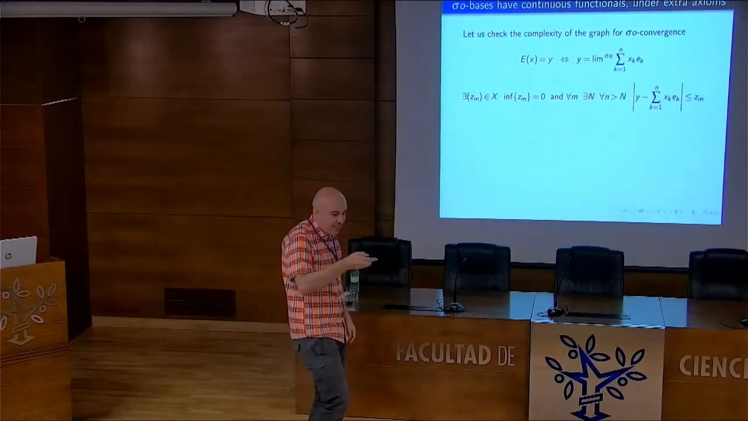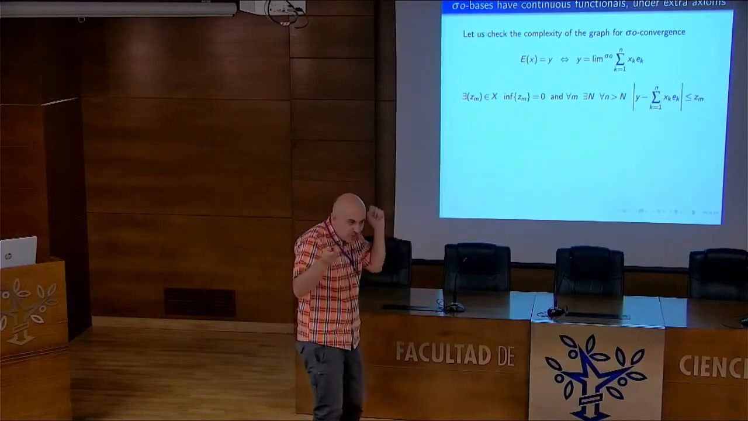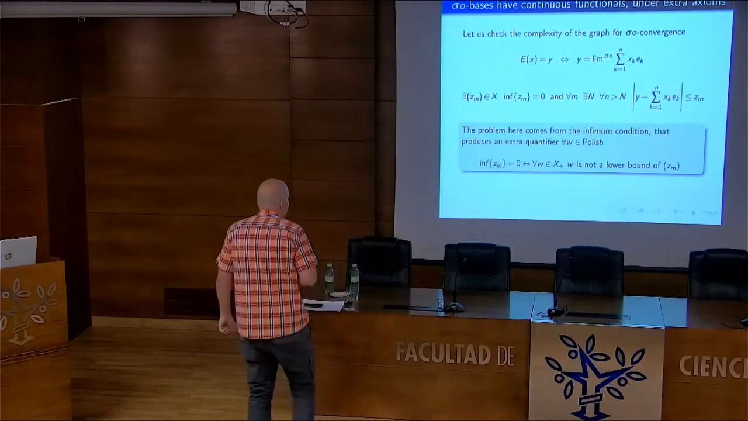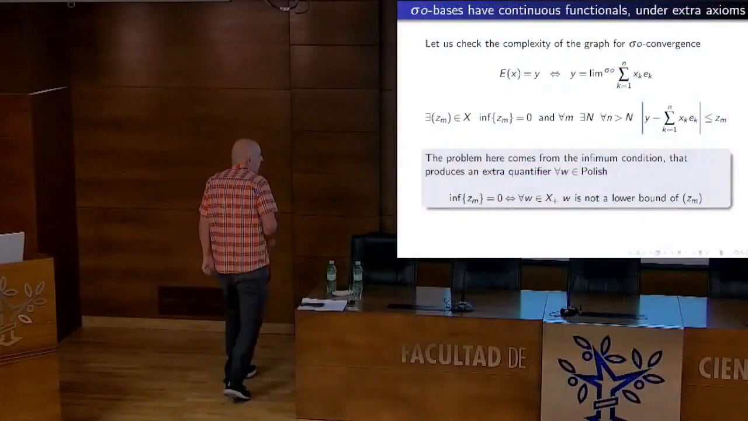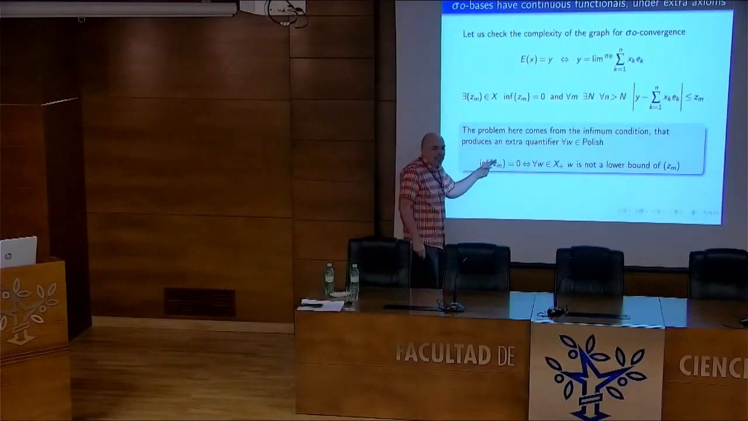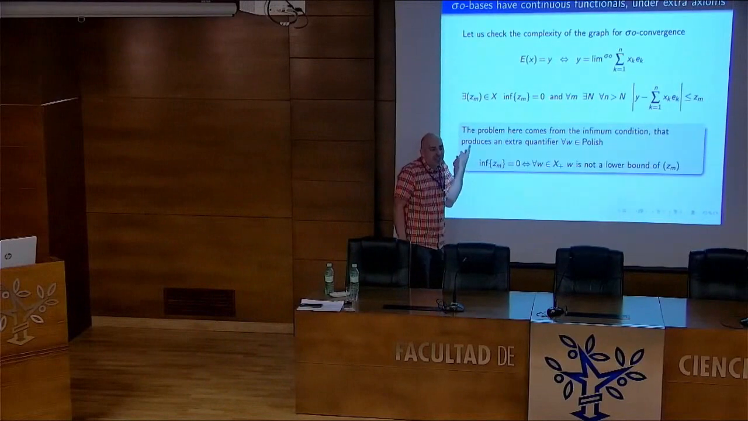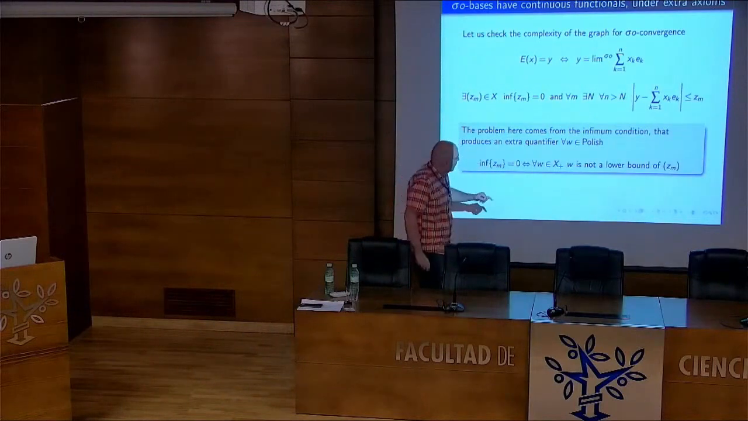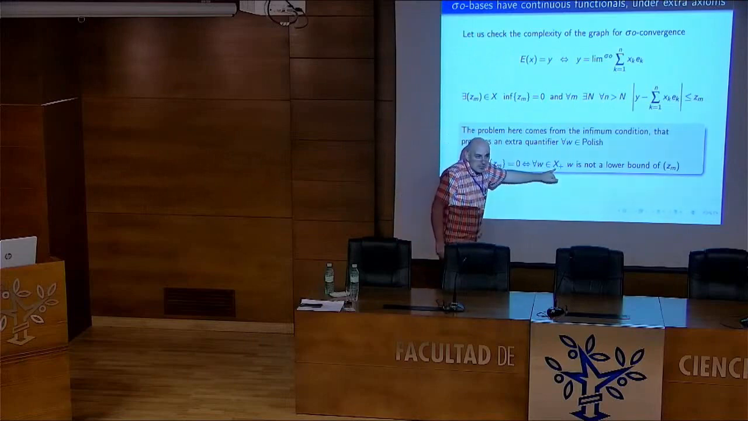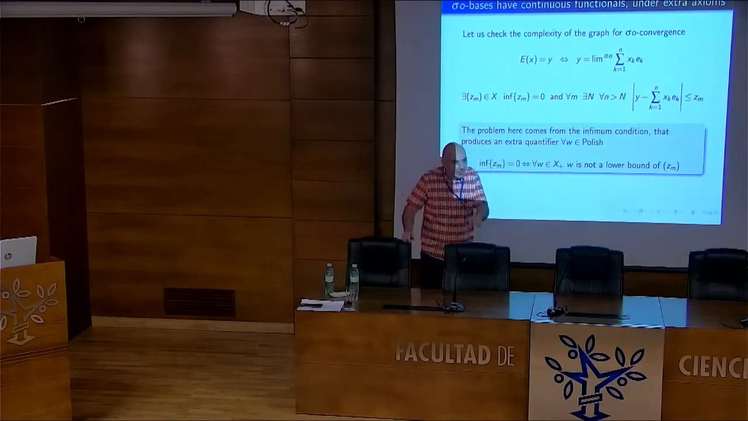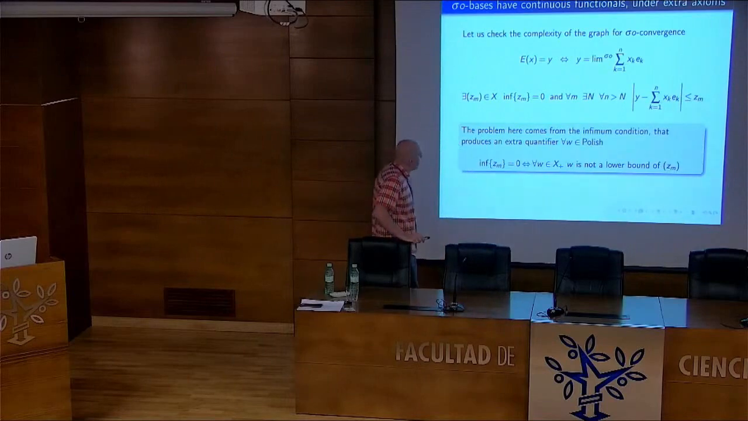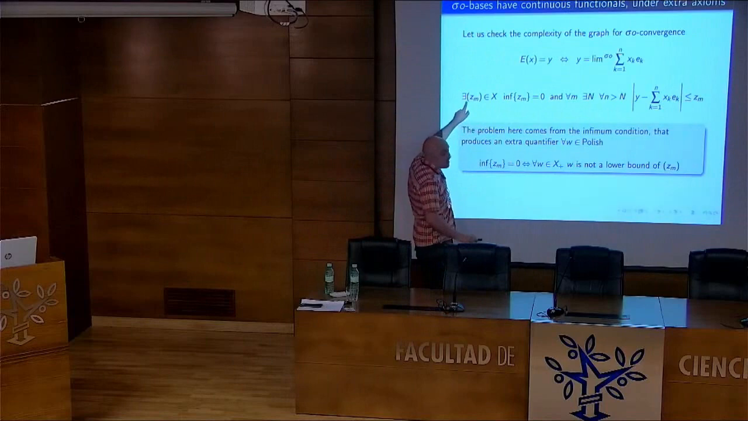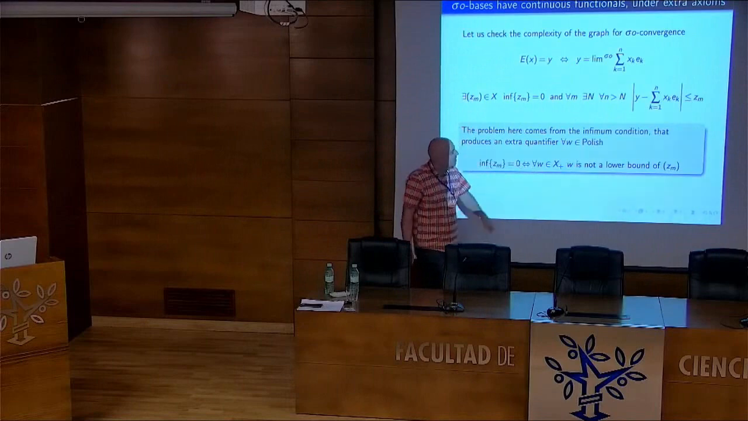the translating, decoding into computer language. Okay, so the infimum condition, what happens? Infimum is 0 means that there is no lower bound bigger than 0. It means any positive vector is not a lower bound. This gives me a for all positive vectors, a for all quantifier over a Polish space. But this is inside an exists, which was before. So what I get is two quantifiers over Polish space, starting with exists.